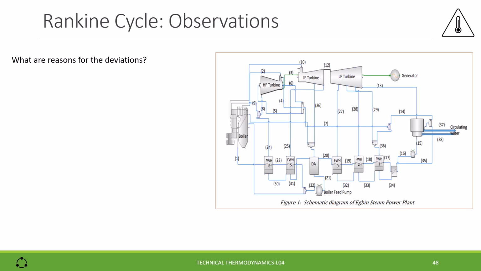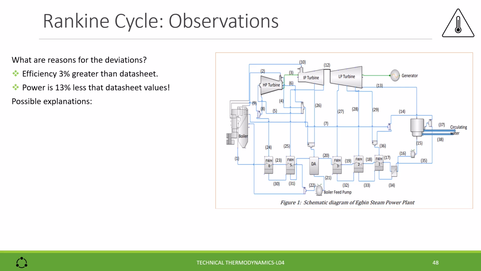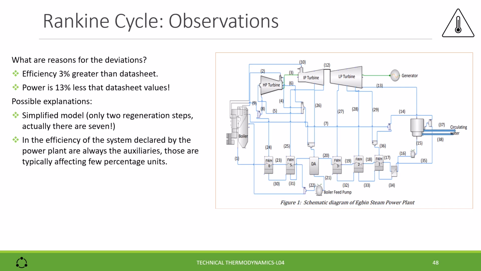What are the reasons for the deviations? The efficiency is 3% greater than the declared one, and the power is 13% less than the declared value. Possible explanations are: we have used a simplified model with only 2 regeneration steps, but actually there are 7, like in the schematic aside. In the efficiency of the system declared by the power plant are always the auxiliaries, and those are not taken into consideration, but they are affecting few percentage units.